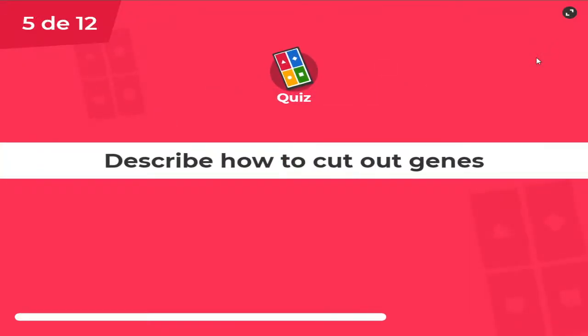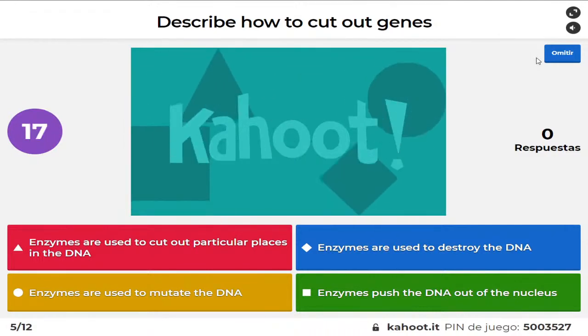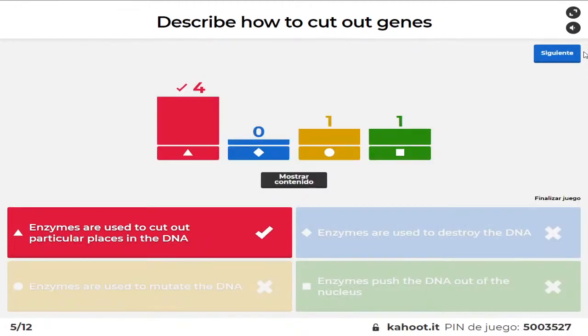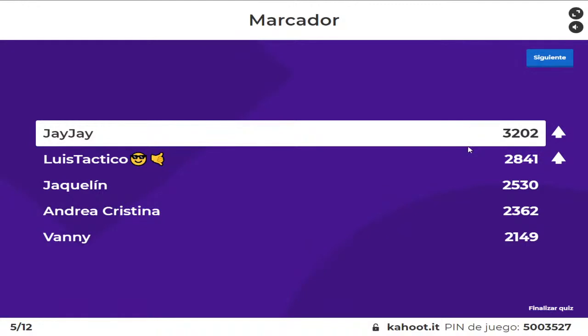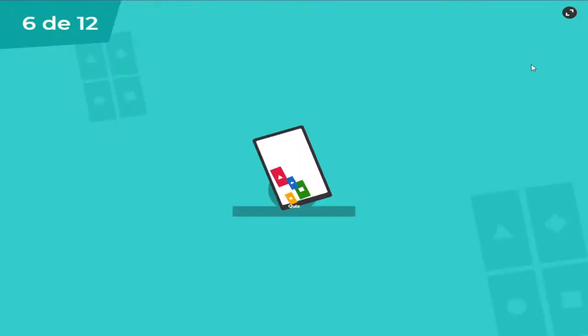5. Describe how to cut out genes. Okay. This one maybe can be tricky for you because we haven't talked about this, but with your logic, you can have it correct. Enzymes are used to cut out DNA, particular places of the DNA. Very good. Most of you have it correct. Okay, Monse is winning again. Then Luis, Jackie, Andrea, and Fer.